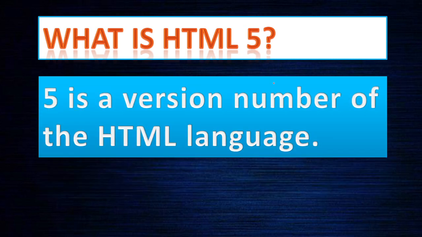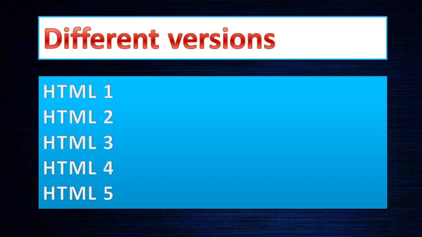What is HTML5? What does the number 5 indicate? 5 is a version number of the HTML language. When new versions come out, we give a number. Even in the case of mobile phones, we have different numbers. So the number indicates which is the recent one and which is the old one. The same thing is applicable to HTML5 also. 5 is the present version. Previously we had HTML1, HTML2, HTML3, HTML4 and 5. Maybe at some other time I'll discuss each version in detail. But now let's understand that there are different versions. So our present version is HTML5.